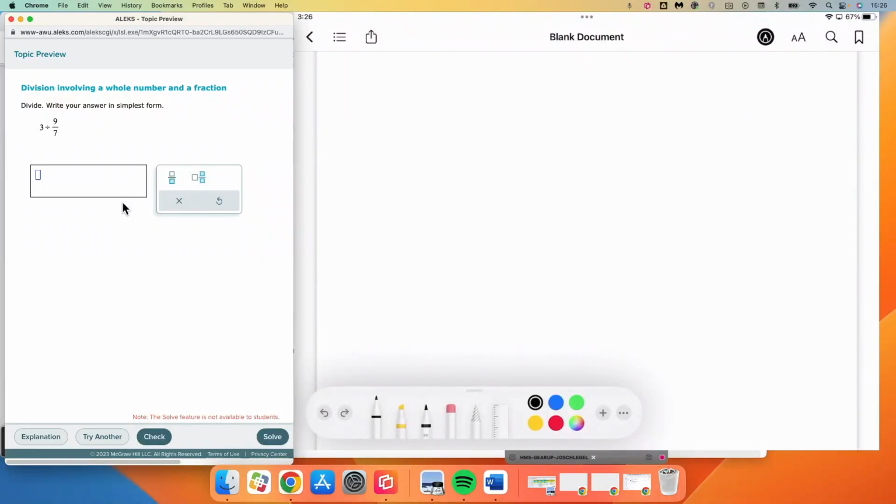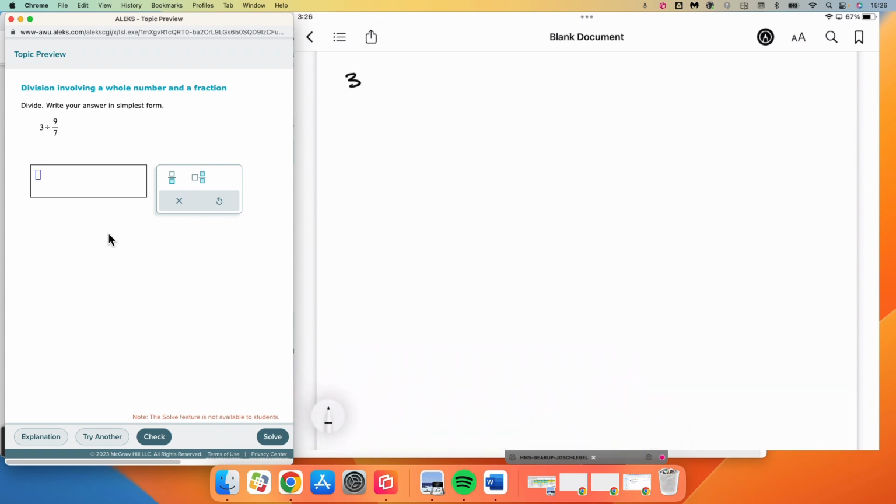And so fraction division, I've got a way to divide fractions that you've probably never seen before. It's still the same method, but it just has a little bit of a different twist to it to help us remember what to do. So we are asked to divide 3 by 9/7. First thing, we need to convert 3 to be 3/1, and then rewrite that division problem.